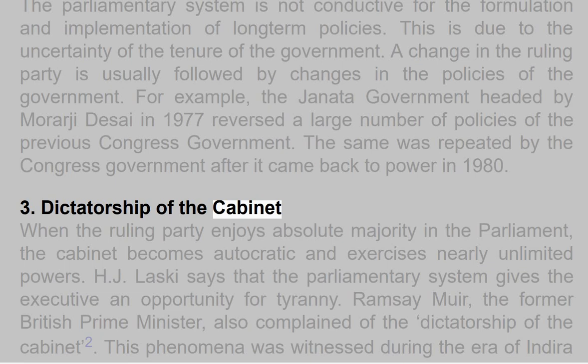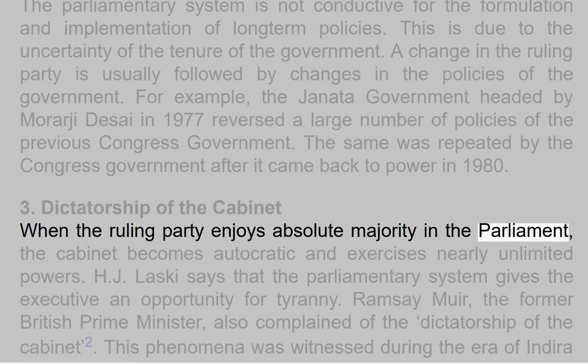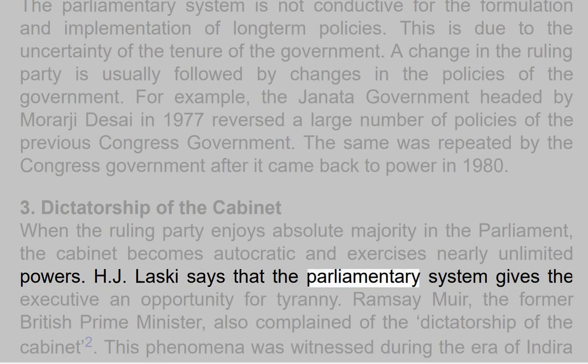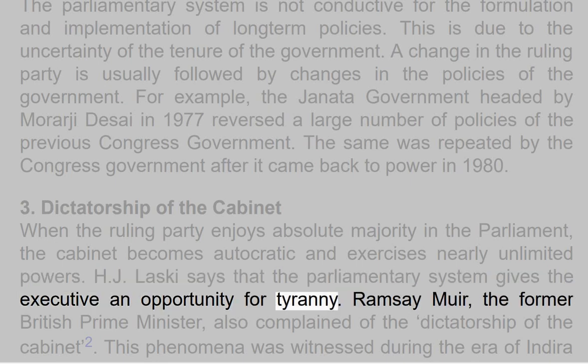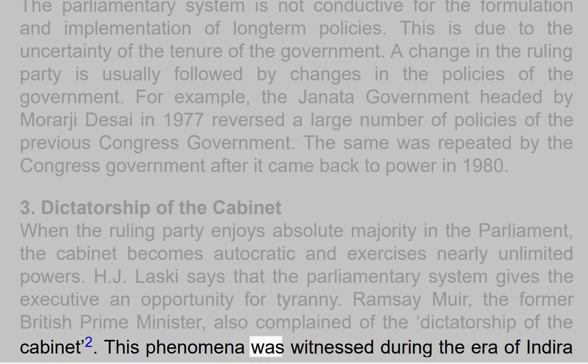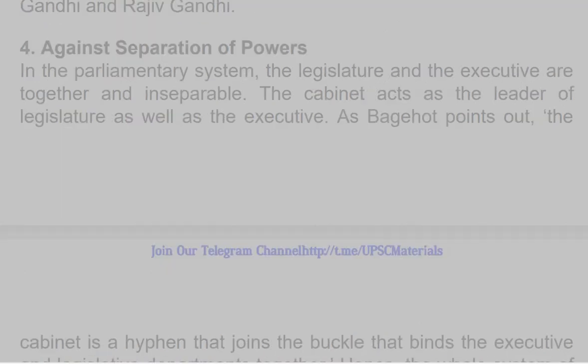3. Dictatorship of the cabinet. When the ruling party enjoys absolute majority in the parliament, the cabinet becomes autocratic and exercises nearly unlimited powers. H.J. Laski says that the parliamentary system gives the executive an opportunity for tyranny. Ramsay Muir, the former British Prime Minister, also complained of the dictatorship of the cabinet. This phenomenon was witnessed during the era of Indira Gandhi and Rajiv Gandhi.